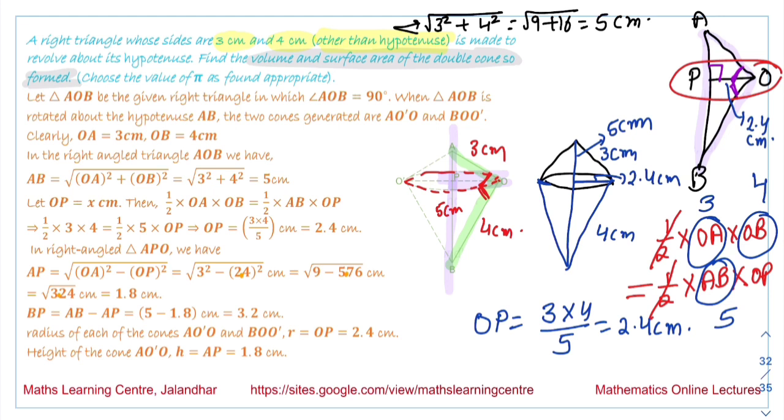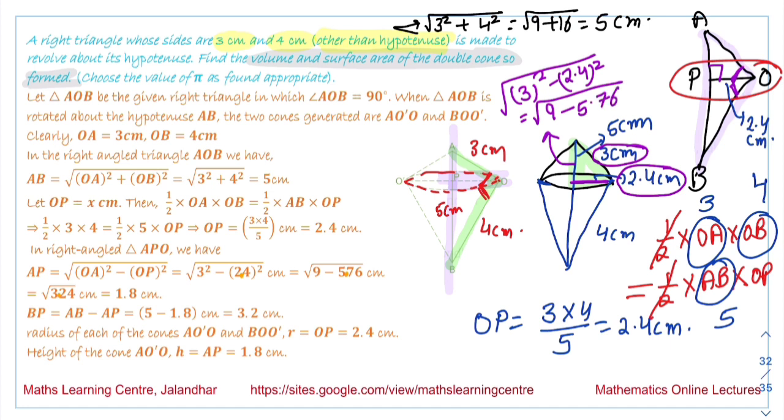Now if we look at this right angle triangle over here, this side is 2.4 centimeter, this side is 3 centimeter. So the value of this will be square root of 3 square minus 2.4 square, which is equal to square root of 9 minus 5.76. The answer comes out to be square root of 3.24, and that is equal to 1.8 centimeters. So we move on to our next slide.